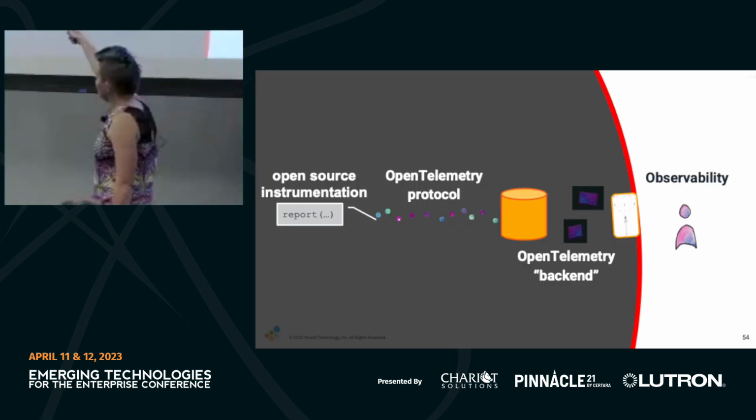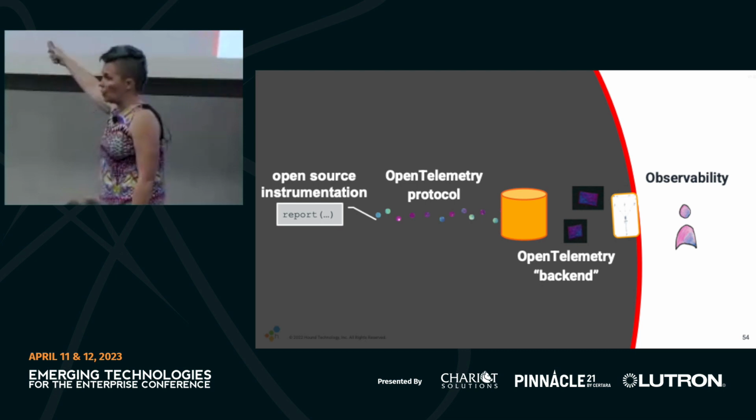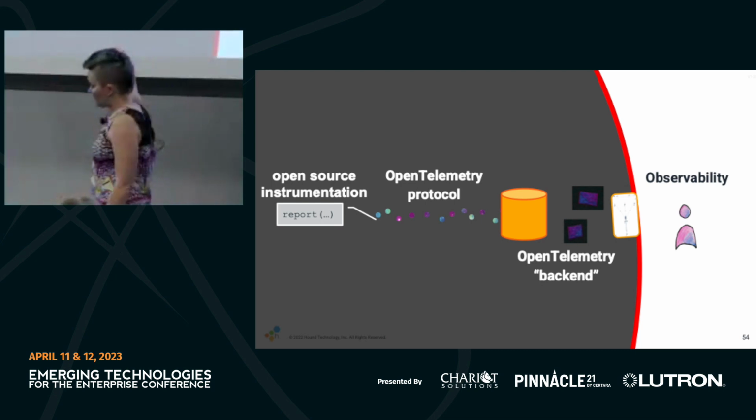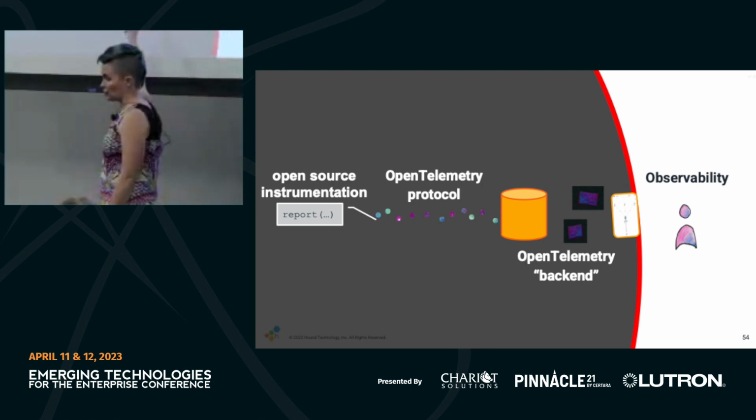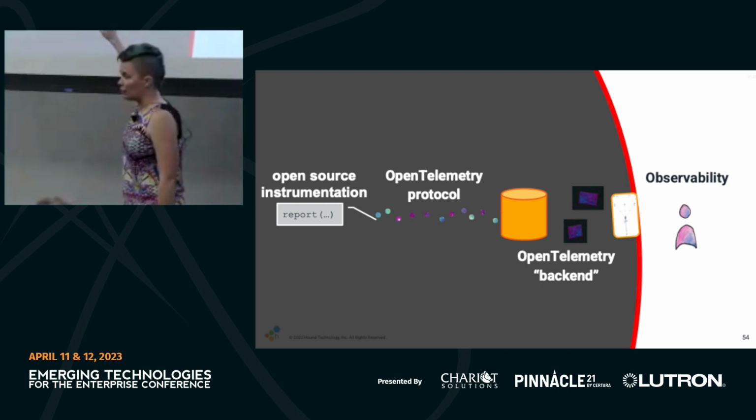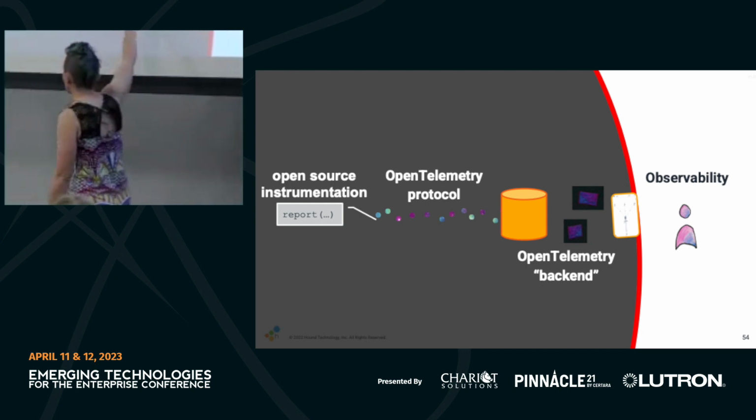Right, and so now you've got open source instrumentation, whether it's libraries or you write it yourself. Either way, it's emitting standard telemetry that can go into any OpenTelemetry backend. And there are many of these. Datadog supports this. Splunk supports this. New Relic.